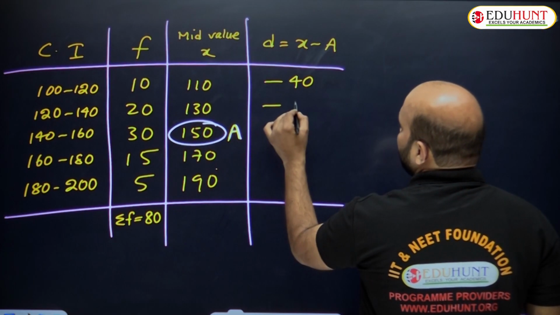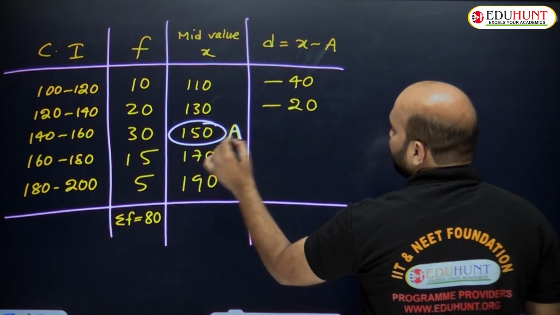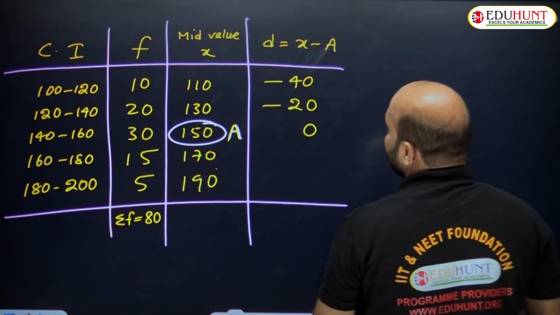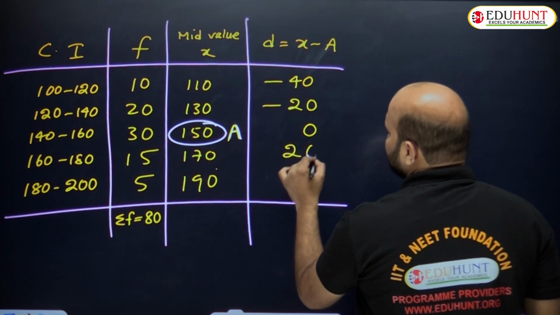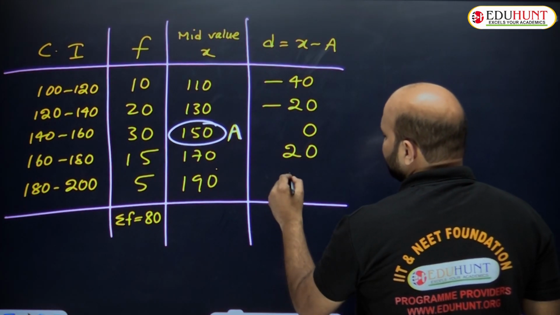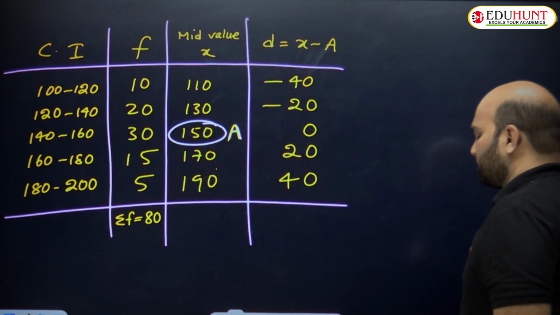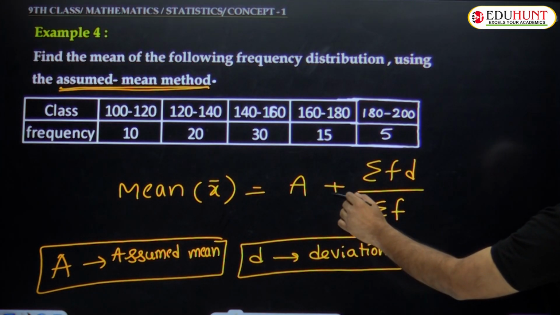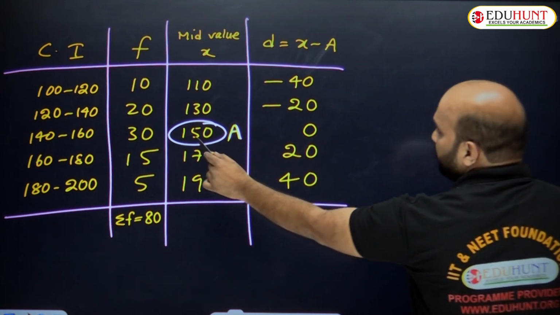Next 130 minus 150, minus 20. Next 150 minus 150, 0. Next 170 minus 150, 20. Next 190 minus 150, 40. Am I clear? That is the deviation. In that formula, the A value is already found, okay, 150.